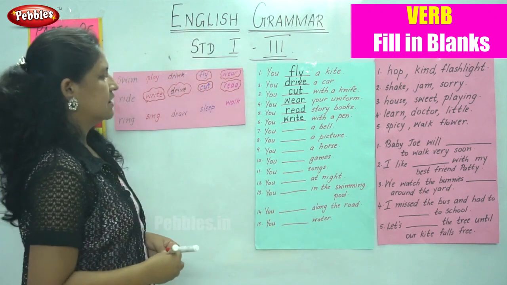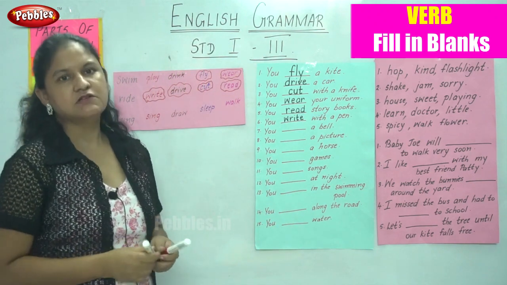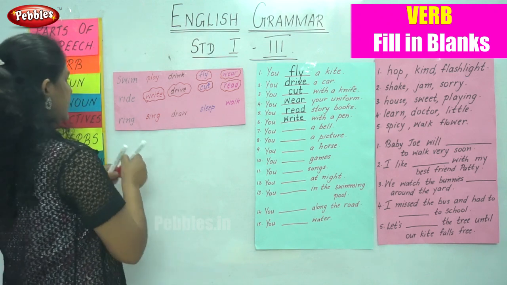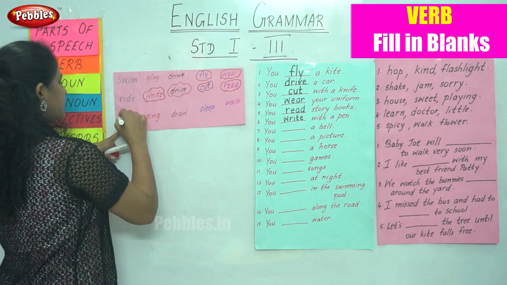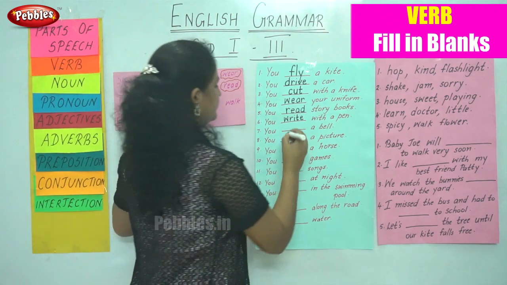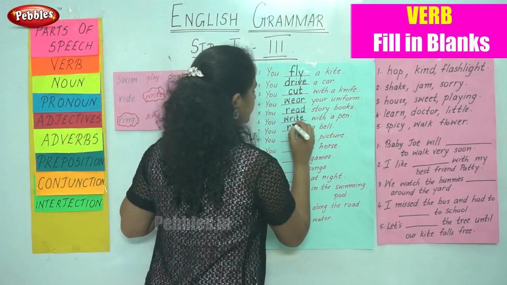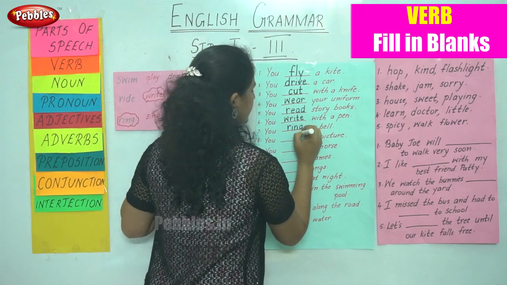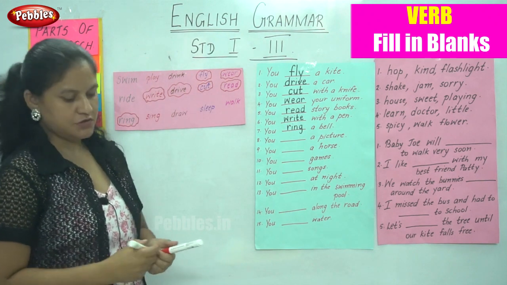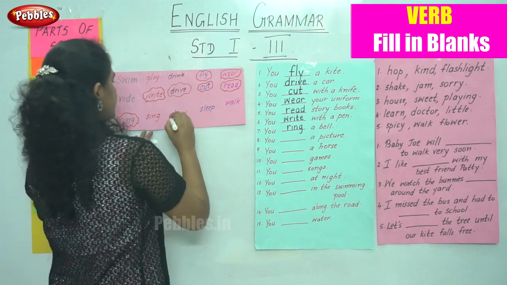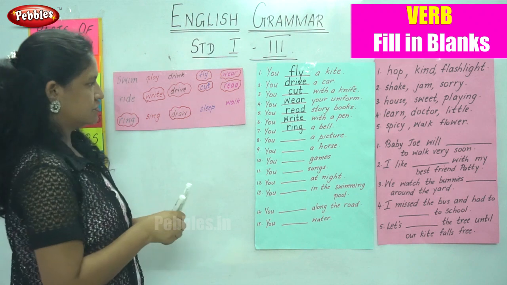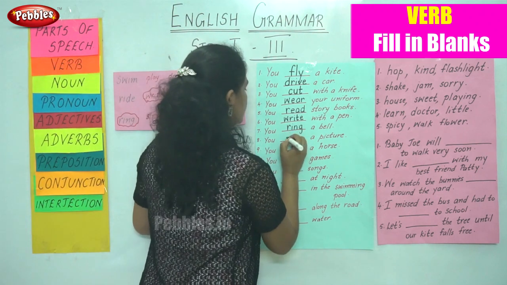The next sentence, you dash a bell. So you have to ring the bell. So I have the word ring. So I mark the word ring. So you ring a bell. The next sentence is you dash a picture. So you draw a picture. So I mark the word draw and I write draw. You draw a picture.